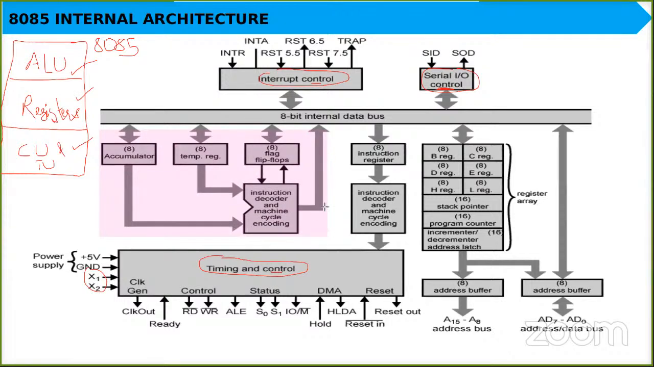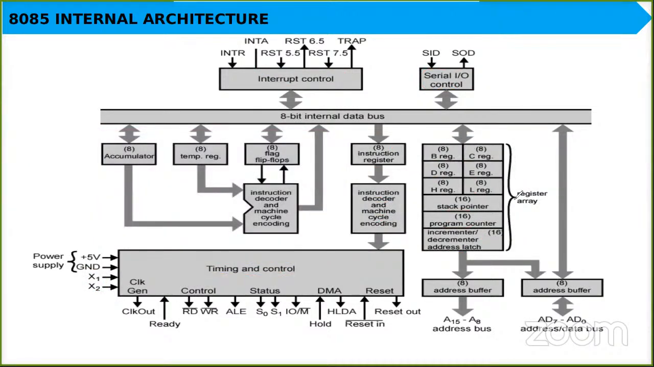And then you have the registers. You have the individual registers as such. So if I say these are the registers as such, all these are the register sets. So you have registers B, C, D, E, H, L, then the stack pointer, then the program counter, then the incrementer and decrementer address latch, then the instruction register, then the instruction decoder and machine cycle encoding. So all these are different registers. What all you're seeing over here? B, C, D, E, H, L, stack pointer, program counter. All these are called as registers.